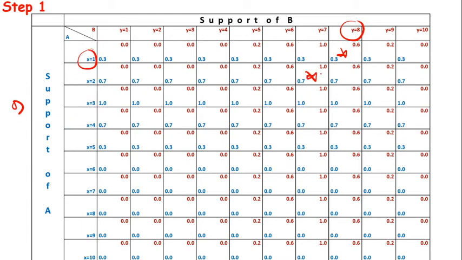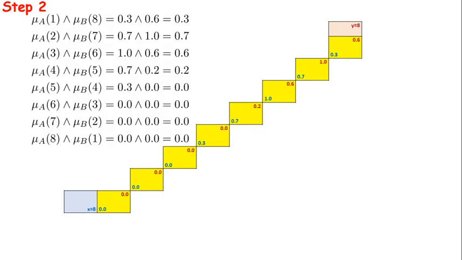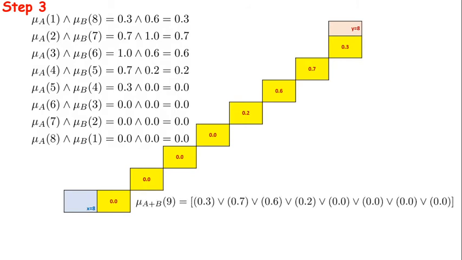You can also consider this cell. In this case, y is 7 and x is 2. So these are the possible ways to get 9 from this table. So we only consider this part. And in step 2, you just take the minimum value in each cell. Then finally, once you have those minimums, take the maximum among those minimums. In this case we'll get 0.7, and this 0.7 is the membership function value for element 9.